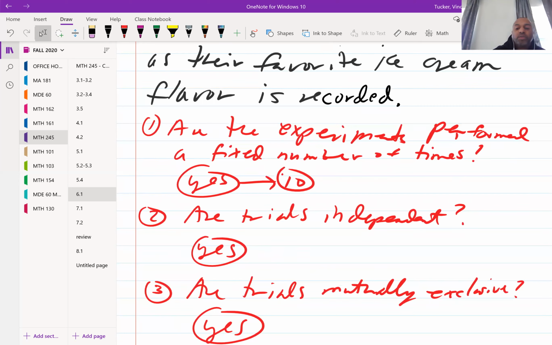Are the trials mutually exclusive? The answer is yes. You either like chocolate or you don't. And remember, it's about chocolate being their favorite ice cream. So either chocolate is your favorite or it isn't. So not just about liking chocolate, but chocolate being your favorite or chocolate is not your favorite.